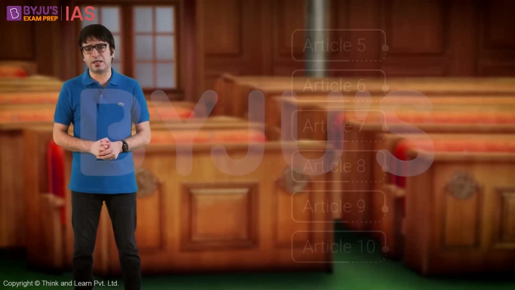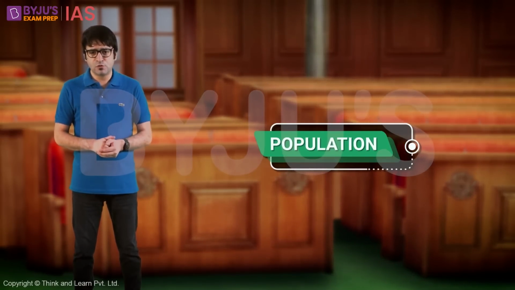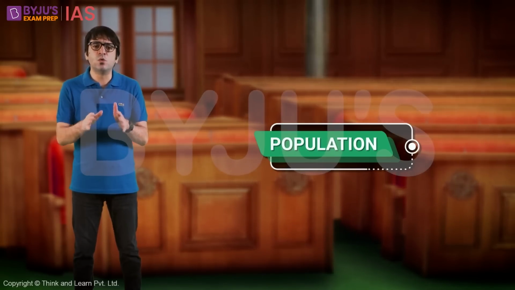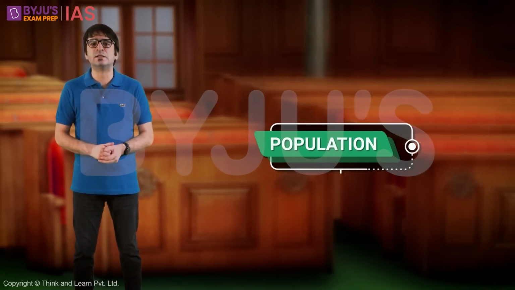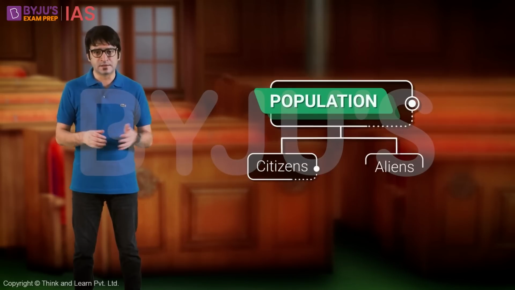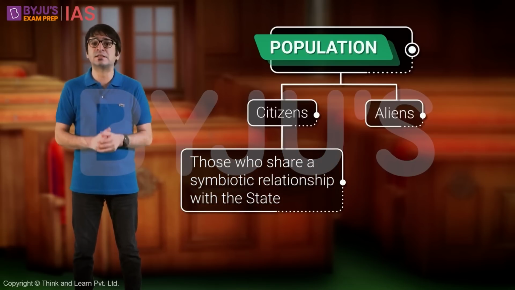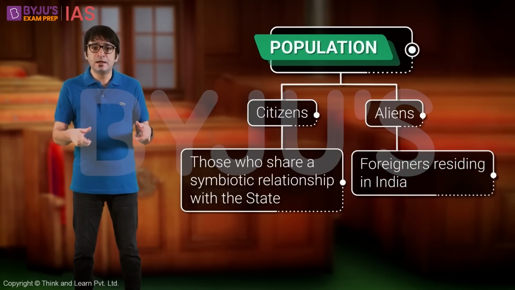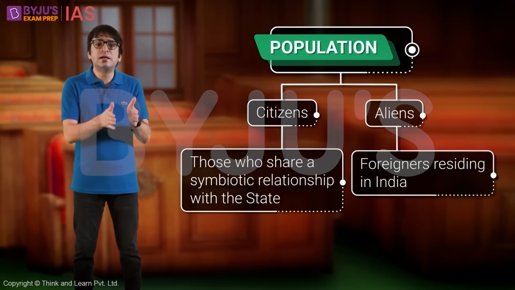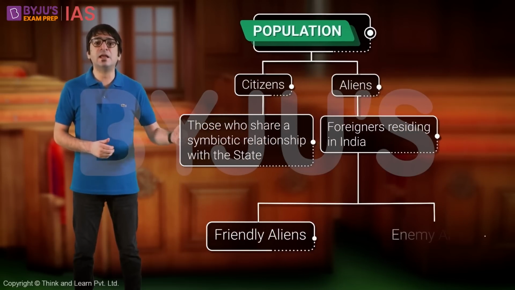Similar to any modern state, the population of India can be divided into two broad categories. Or should we say, all those who are residing within the territory of India can broadly be divided into two major categories: citizens and aliens. Who are the citizens? Those who share this symbiotic relationship with the state. And then there are aliens. Who are these aliens? Basically foreigners who are residing in India. And these aliens can be further categorized into two broad categories: friendly aliens and enemy aliens.